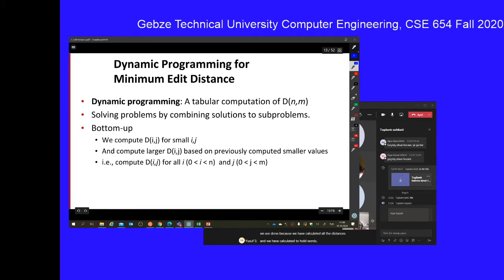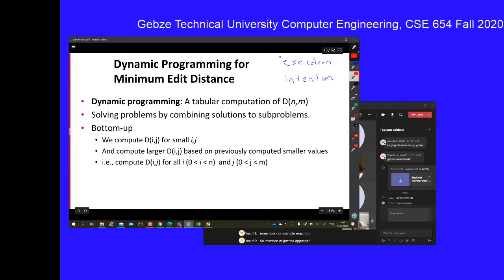So when we are calculating all of these numbers inside this matrix, we are going to solve it like our example: execution to intention, or just the opposite.